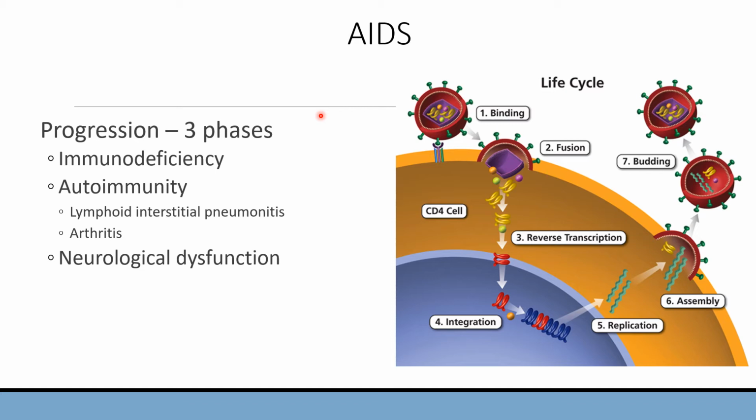Now, you could progress then to autoimmunity, and we already talked about autoimmunity in another lecture using lupus as our example. And so you could end up attacking your own cells. So you can develop arthritis because of this. And then there's lymphoid interstitial pneumonitis. And then really one of the final stages in this condition is neurological dysfunction. Okay, so you have AIDS dementia. We'll talk about that in the neural disorders.